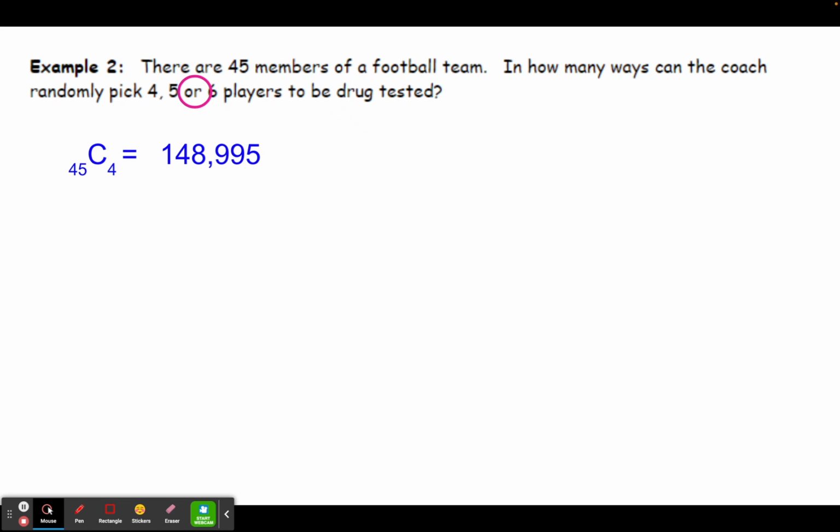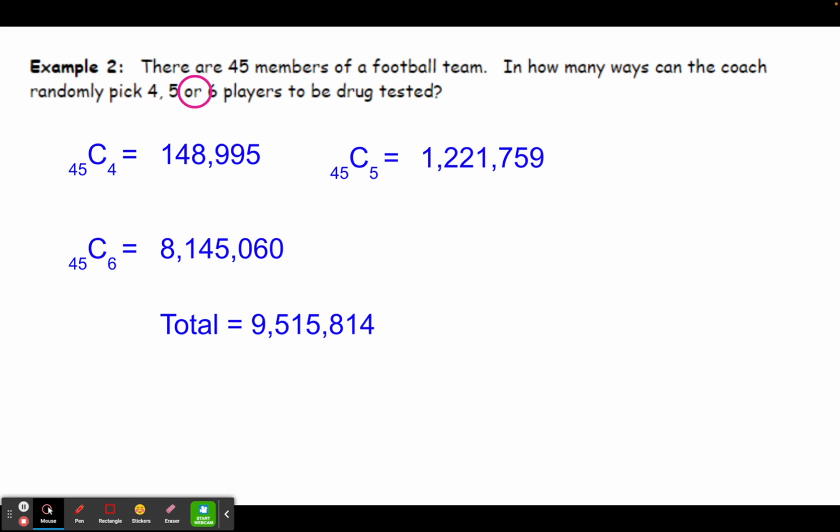So 45 combination 4 would tell us the number of ways to pick 4 players. 45 combination 5 would give us the number of ways to pick 5 players. 45 combination 6 would be the number of ways to pick 6 players. So the number of ways to pick 4, 5, or 6 players would be the sum of those, which is 9,515,814 different ways.